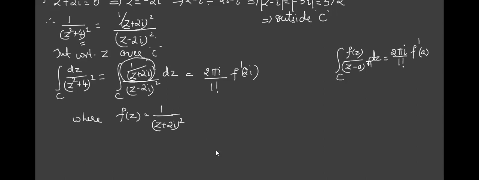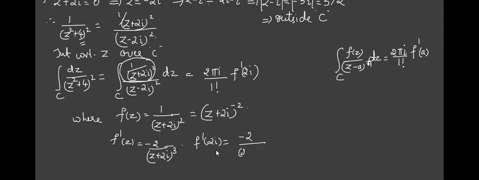Now, do I want f of any value or f dash of the value? I want f dash, right? So it has to be differentiated. So I'll take this in the numerator: z plus 2i raised to minus 2. If I differentiate, what will I get? Minus 2 upon z plus 2i, the whole raised to 3, correct? So what is f dash of 2i from here? I have to replace my z by which quantity? 2i. Yeah.